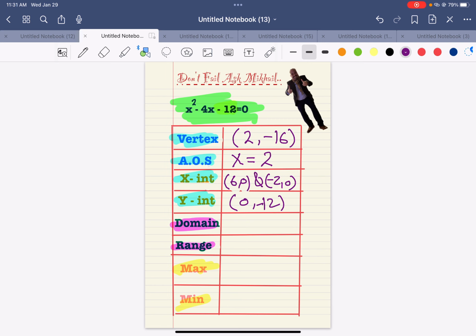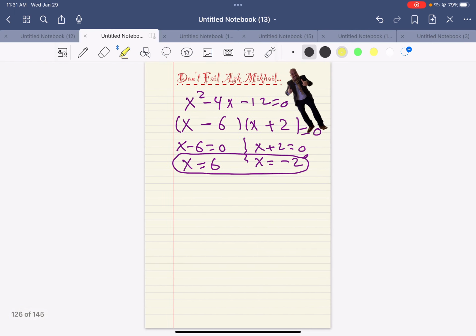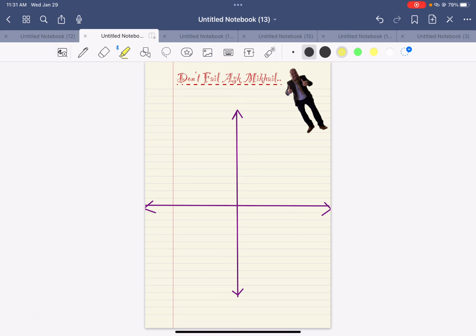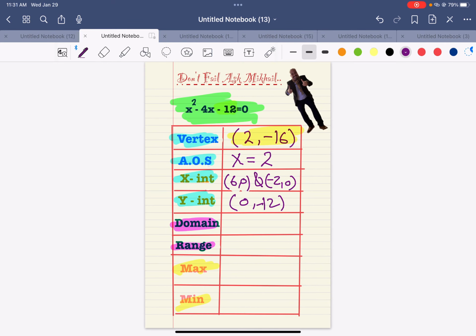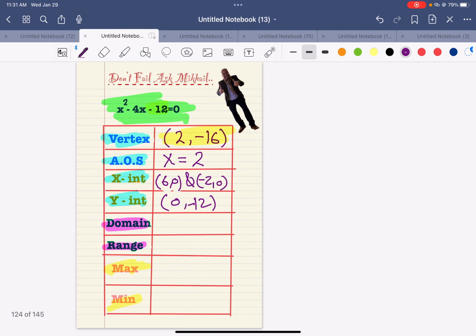What is my vertex? Again, the vertex here is 2 and negative 16. So I'm going to go here, and 2 and negative 16 is all the way down here. I don't have numbers, I have an actual grid, but you can put your own numbers. Now, I have the x-intercepts, the y-intercept, and the axis of symmetry.